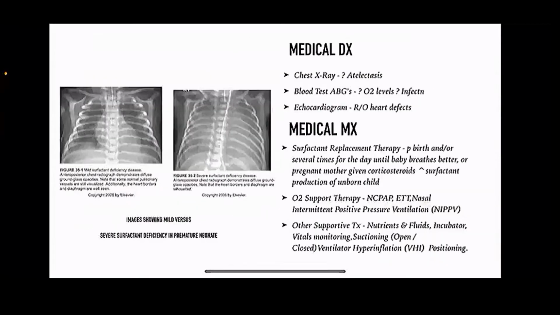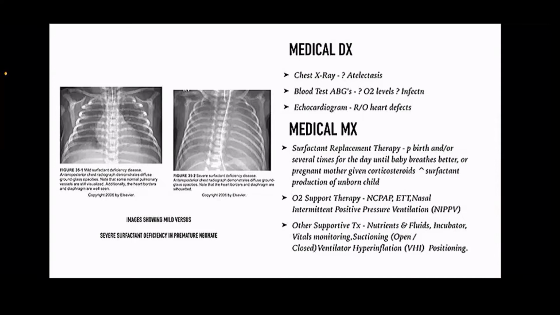Now, what is the medical diagnosis of NRDS? So the doctors or the medical team would order a chest X-ray because they'd like to rule out, of course, atelectasis. Blood tests or ABGs would be done just to check the oxygen levels, of course, and the different blood gases, and to see if there is any infection. Echocardiograms would be done to rule out heart defects.